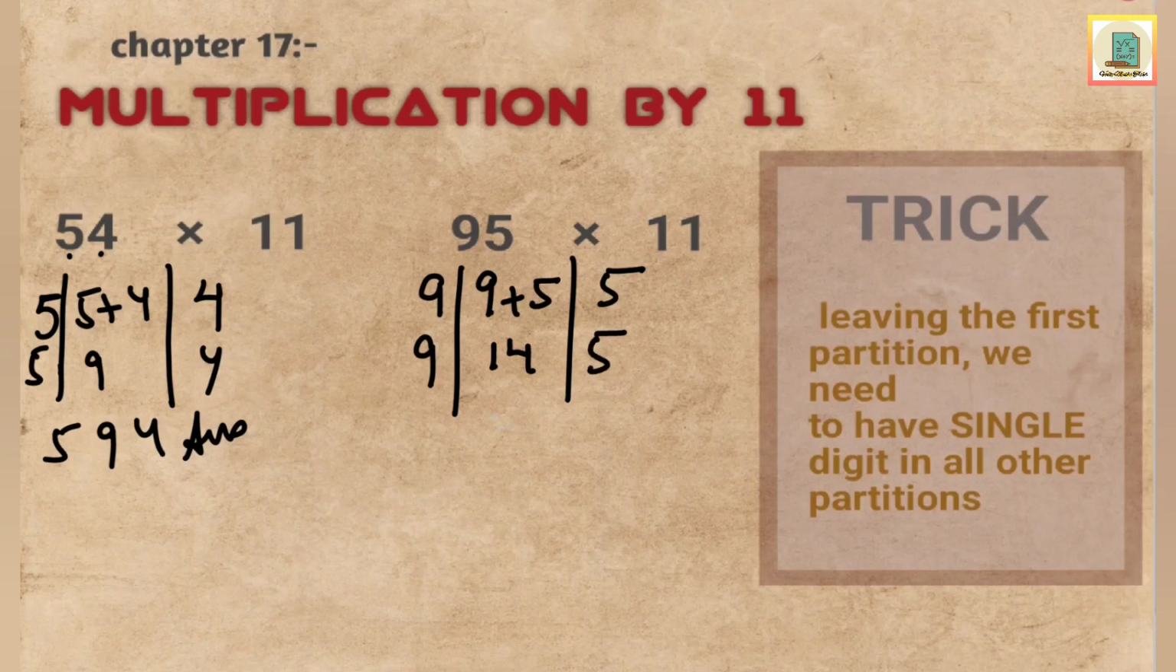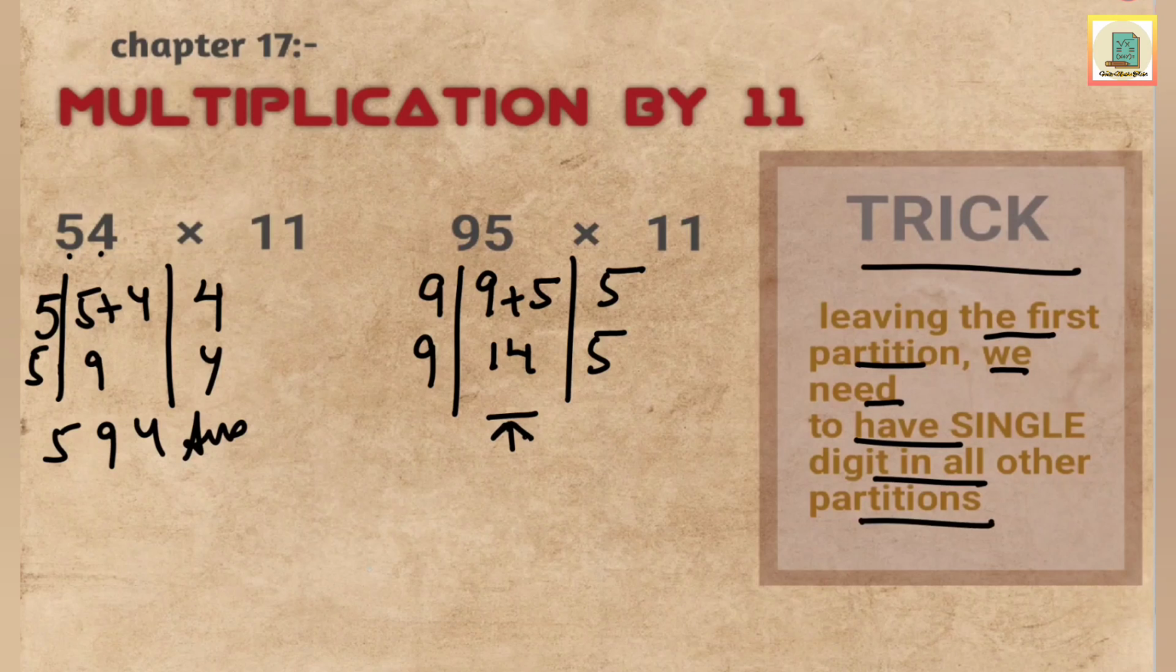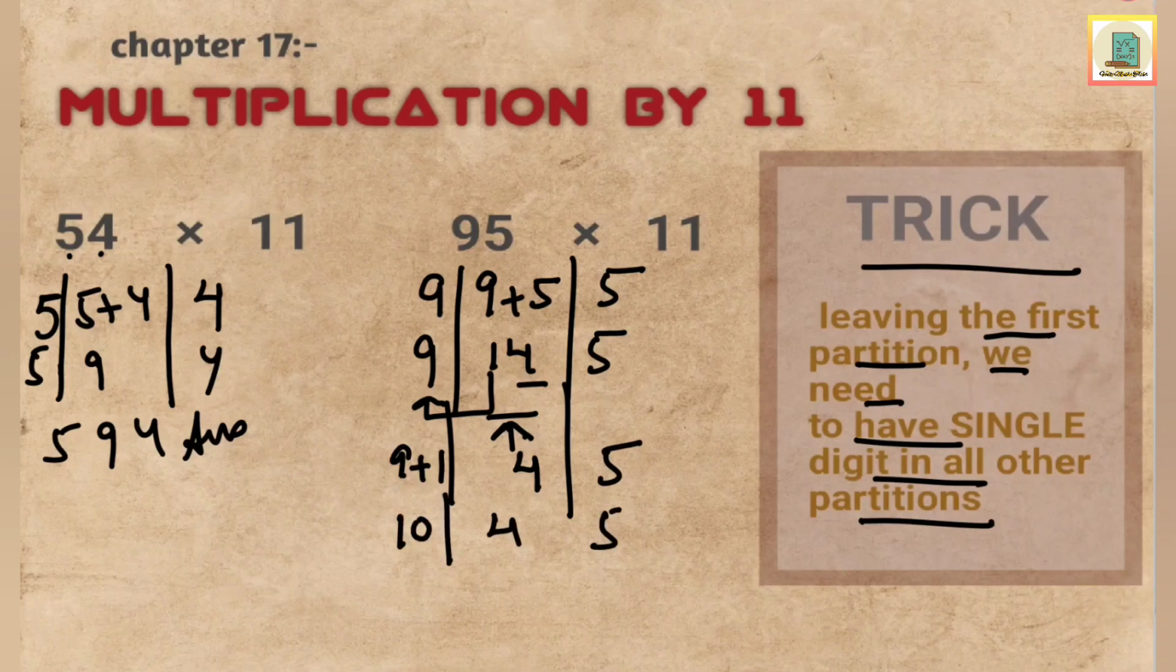Now here, since in the second partition we have 2 digits, the trick is that leaving the first partition, we need to have a single digit in all the partitions. So here we'll use the method called chain addition, and this 1 will go and add up over here. So 9 plus 1 gives you 10, then 4 and 5. As we know, in the first partition we can have 2 digits, but in the rest of the partitions we need only single digits. So 1045 is the answer.